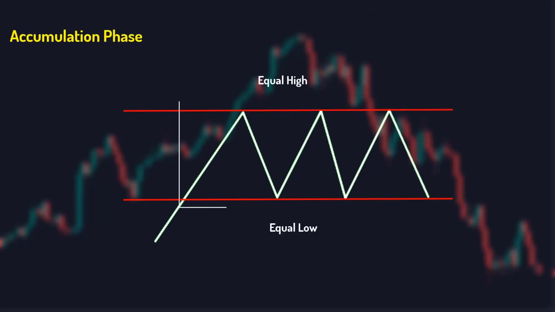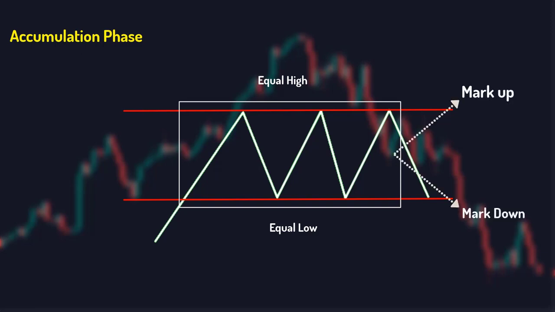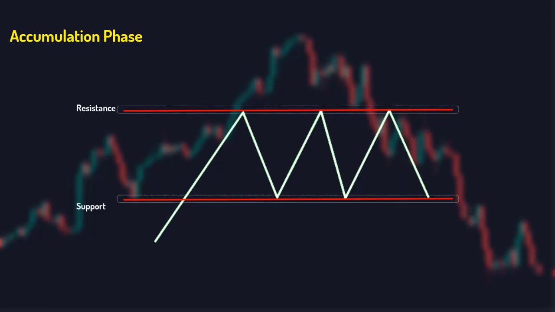Imagine price entering into the accumulation phase as illustrated. So here price has created equal highs and lows before starting the markup or markdown phase. If we look at this accumulation here, we see that we have a support at the bottom and also a resistance level at the top of the structure.